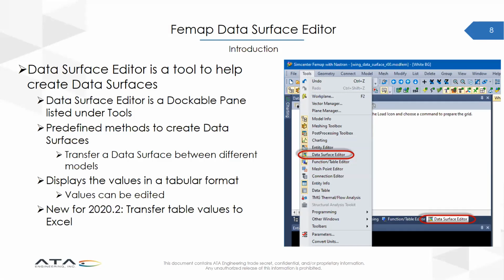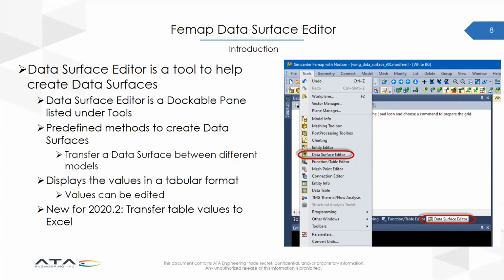A quick introduction to the data surface editor. The data surface editor is a dockable tool, or a dockable pane. To access it, you go into the Tools menu from the top menu bar. If it's not enabled, you can just click on the Data Surface Editor entry, and a tab will show up by default on the top left pane of your Femap window. It may show up elsewhere if you have customized your Femap desktop, but it should not be hard to locate.